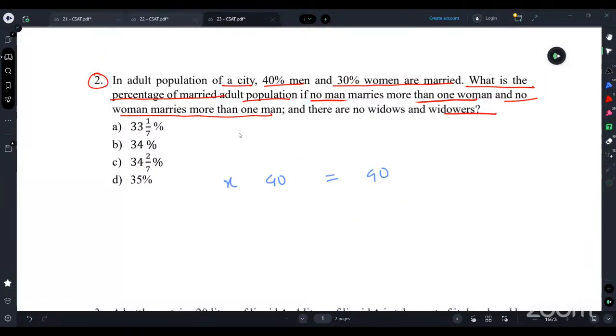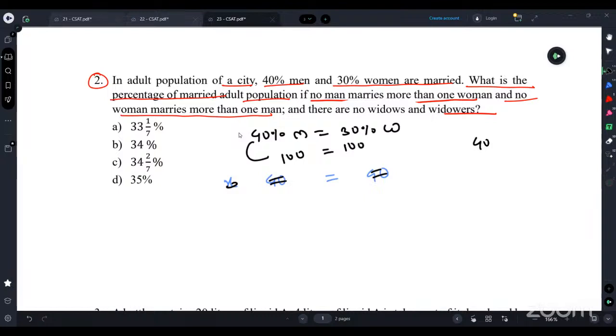What's the point? See, I'll write one more time. 40% of men are basically equal to 30% of women. What I will assume is, you can assume any number. I assumed 40, but instead of that, I will assume there are 100 men married to 100 women. So let's calculate what will be the total number of men then.